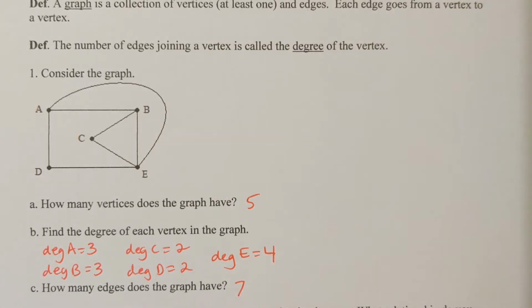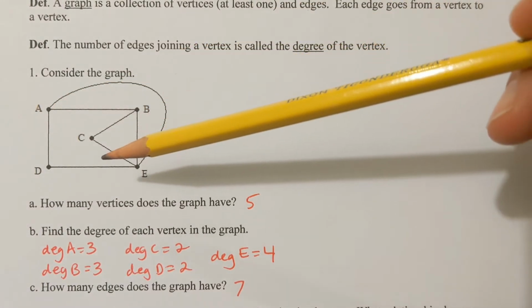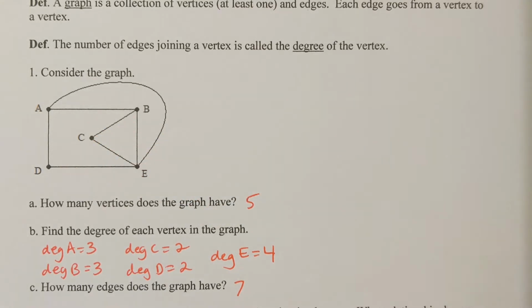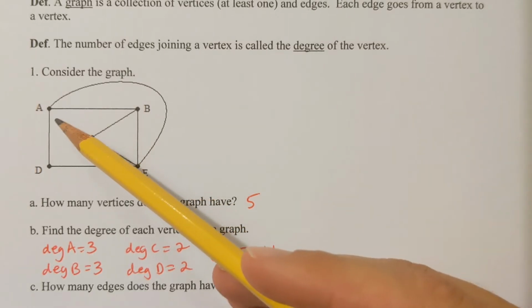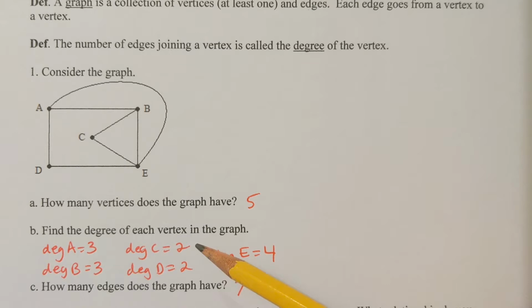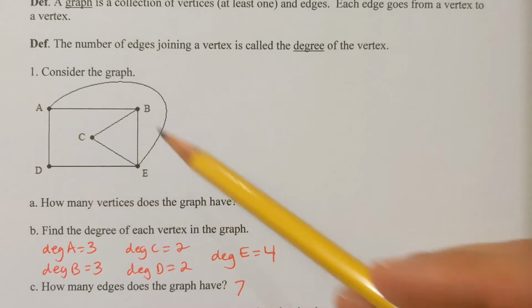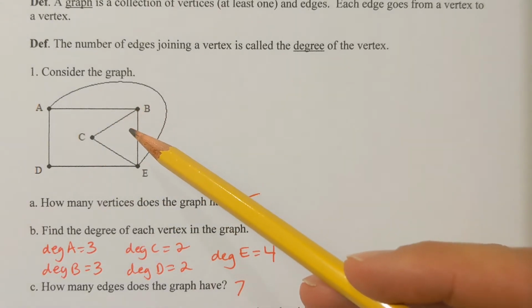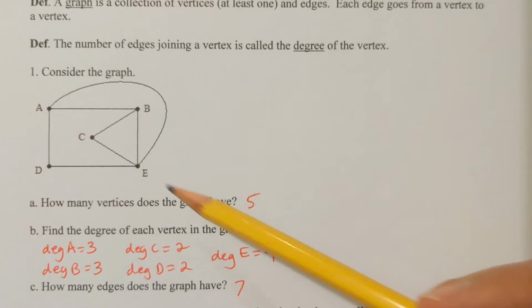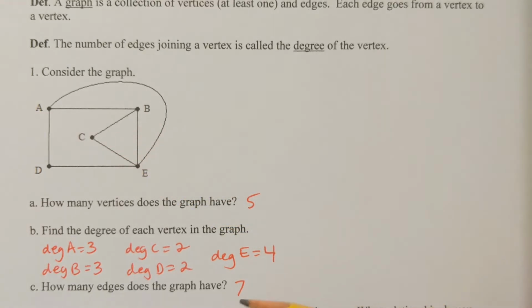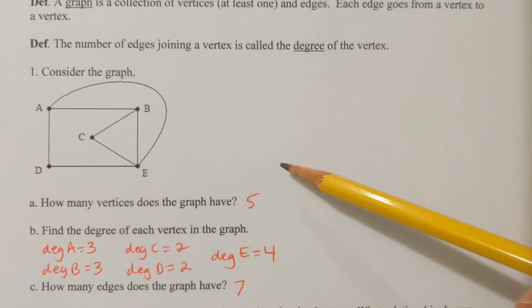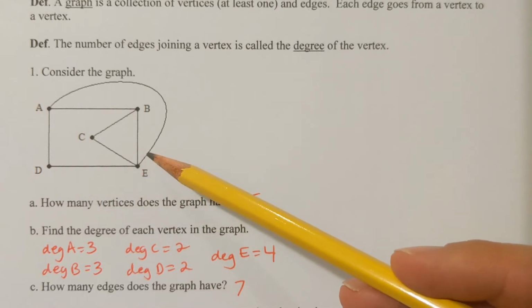Okay, we've got this graph shown. How many vertices does the graph have? Well, if I count the vertices here, 1, 2, 3, 4, 5 vertices. Find the degree of each vertex. Well, vertex A has 1, 2, 3. So the degree is the number of edges joining the vertex. So the degree of A would be 3. The degree of B would also be 3. The degree of C is 2. The degree of D is 2. And the degree of E would be 4.